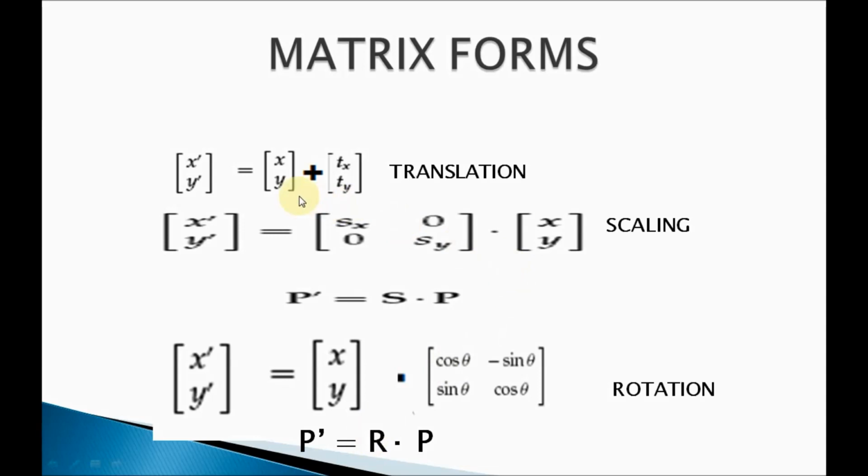Here you have to remember one thing. All these matrices are 2 into 2 matrices. 2 into 2 matrices means 2 rows and 2 columns. You can see any matrix here: 2 rows, 2 columns, 2 rows, 2 columns, 2 rows, 2 columns. So remember that the matrix forms for the transformations, translation, scaling, rotation, are all 2 by 2 matrices.